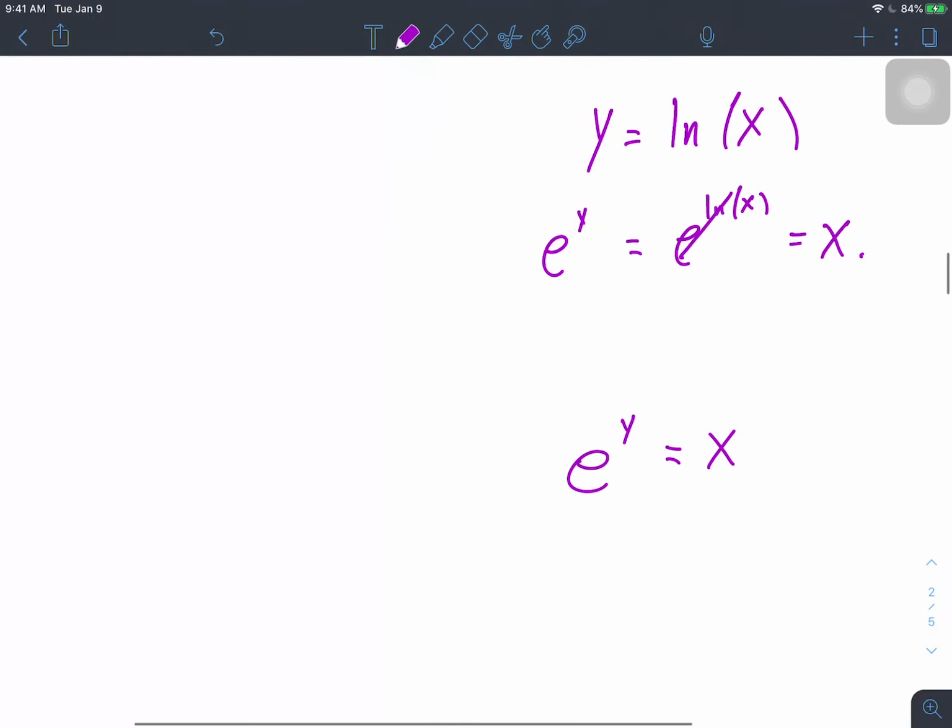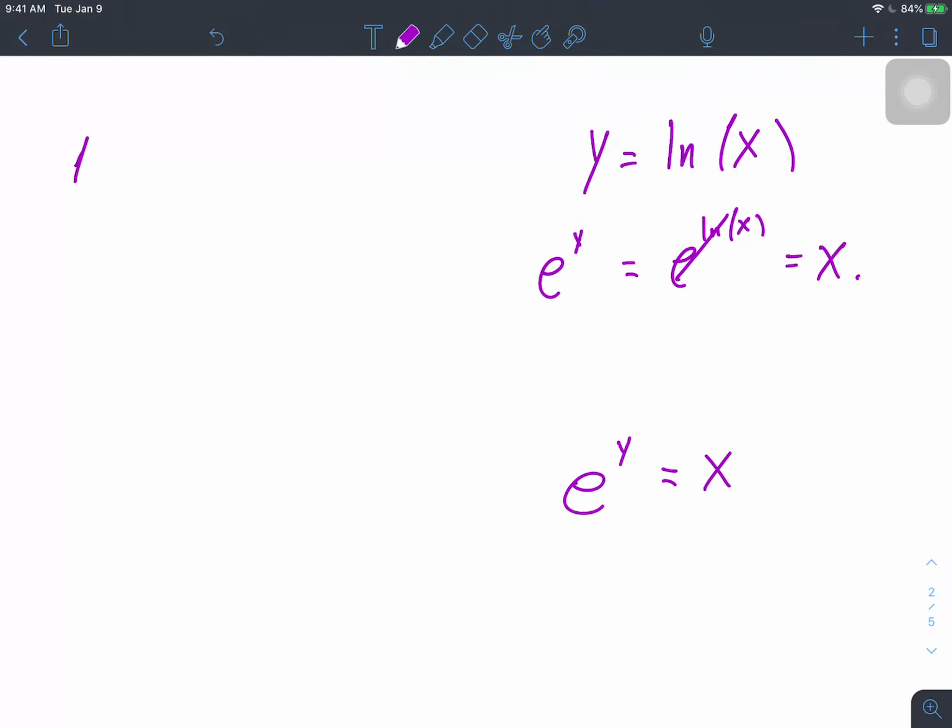So if I have y equals ln of 1, the corresponding exponential equation should be what? Kevin? e to the y equals 1. Yes, e to the y equals 1. So if we take e to some power and we get 1, what was the power? 0. Yeah, 0. This means y is 0.